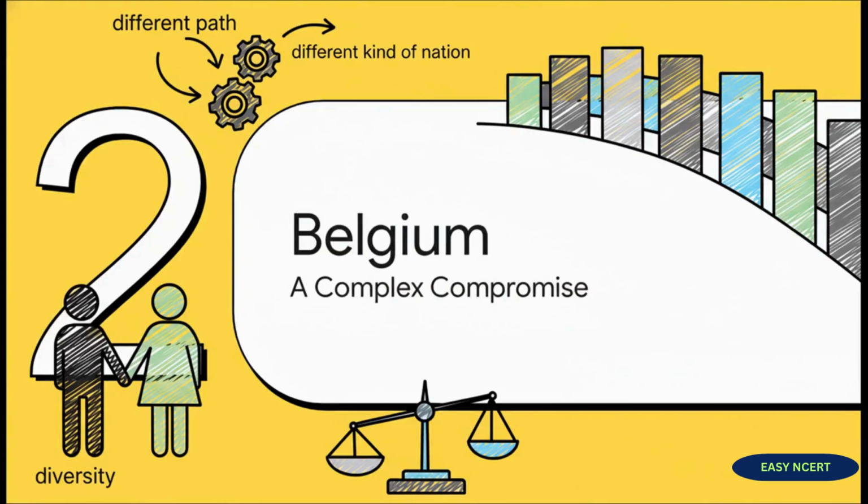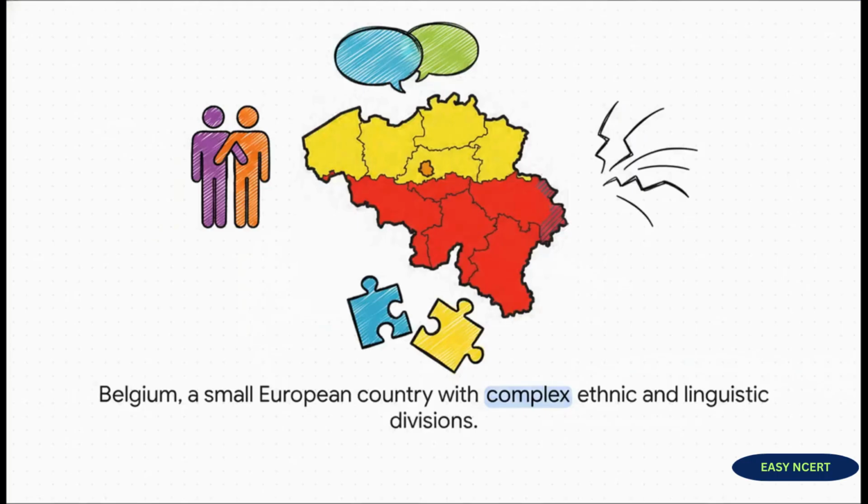Okay, now let's switch gears and look at our second case study, Belgium. They had a really similar problem with diversity, but they chose a completely different path, one that built a very, very different kind of country. Belgium is a pretty small country over in Western Europe. But don't let its size fool you. It is also incredibly complex, with these deep linguistic and cultural divides that could have easily torn it apart.